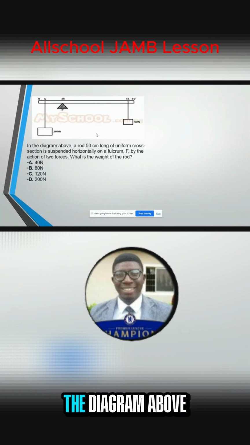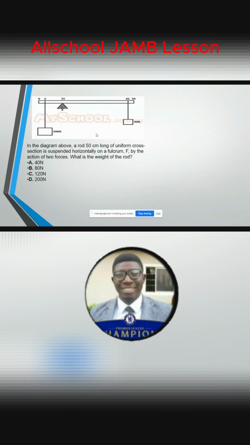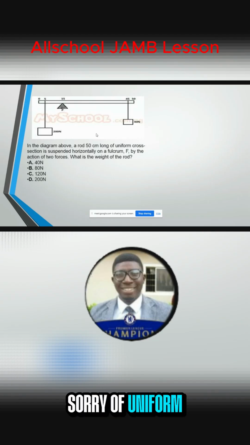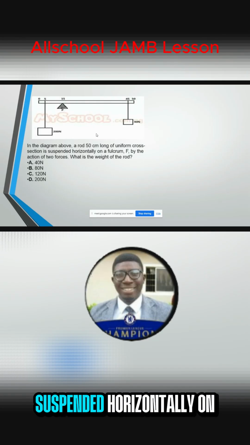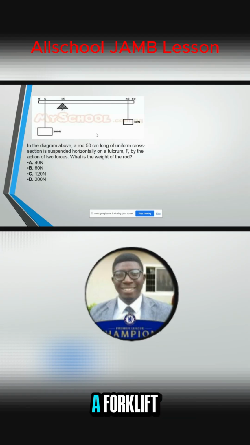All right, so this is what we have. It says in the diagram above, a rod 50 cm long, of uniform cross section, is suspended horizontally on a fulcrum F. They said F for the pivot P. So please, let's neglect that F. I think we are going to use P instead of F.